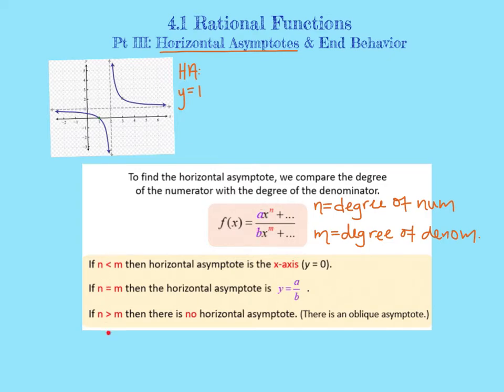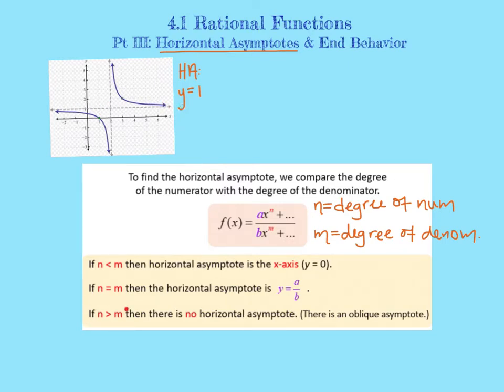So we have three scenarios here. Either n is less than m, equal to m, or greater than m. If n is less than m, meaning the degree up top is less than the degree down below, then our horizontal asymptote is just the x-axis, which is the line y equals 0. If the two degrees are equal, then our horizontal asymptote is the ratio of those lead coefficients. It's a over b. Remember, a is the lead coefficient of the numerator, while b is the lead coefficient of the denominator. That's actually the case up here. Their ratio must have been 1.